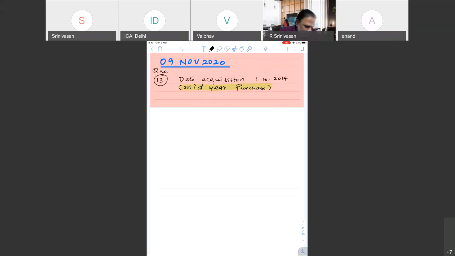P acquires 60% shares in Q on 1/10/2017. Q makes a profit of 10,000 in the year 2017-18 and declares a dividend of 6,000. NCI is valued at 12,000 at acquisition. We need not calculate NCI because it is already given. We have to take that value as the right value and proceed accordingly.